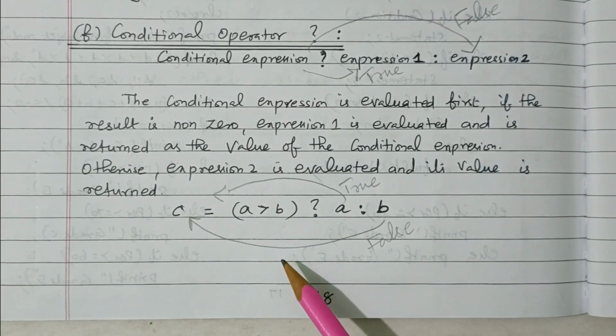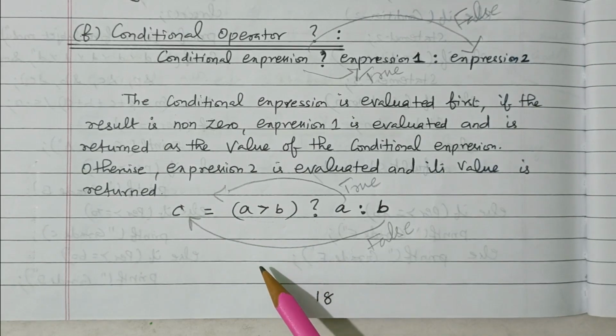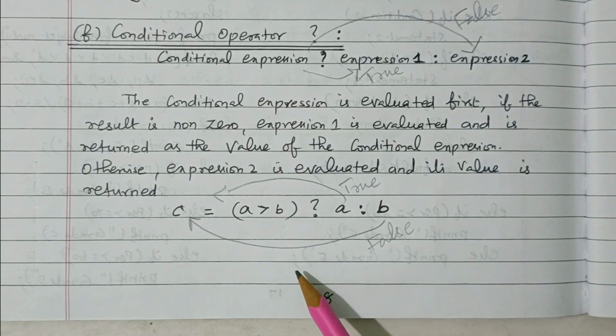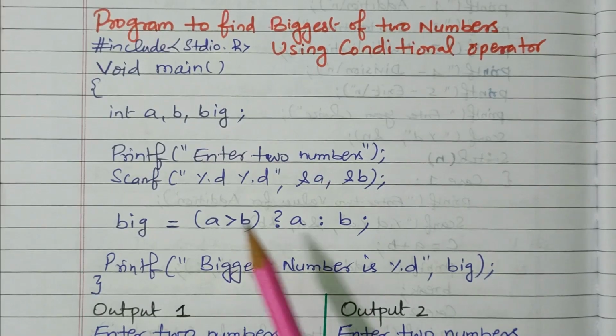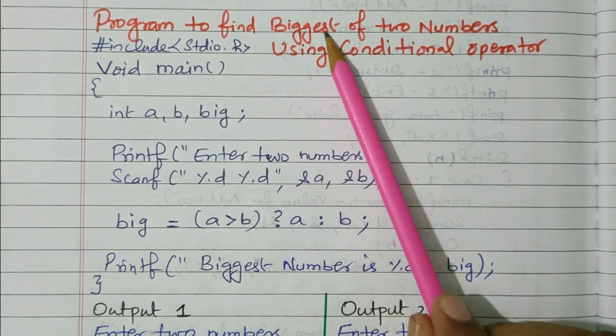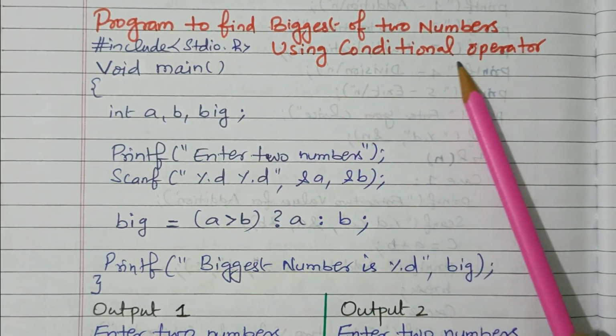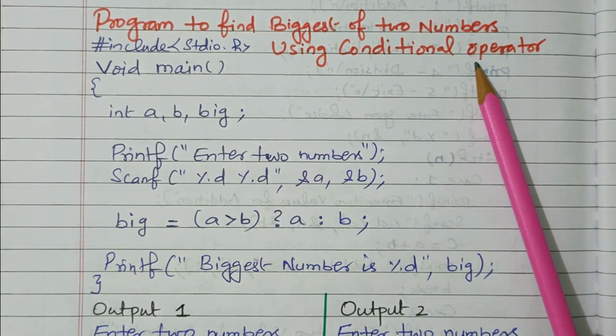Now we will see the example programs. We will see 2 example programs so that we are able to understand. First we will see the biggest of 2 numbers using the conditional operator. The first example is a program to find the biggest of 2 numbers using the conditional operator. Two numbers are available, and in that we will find which one is biggest.